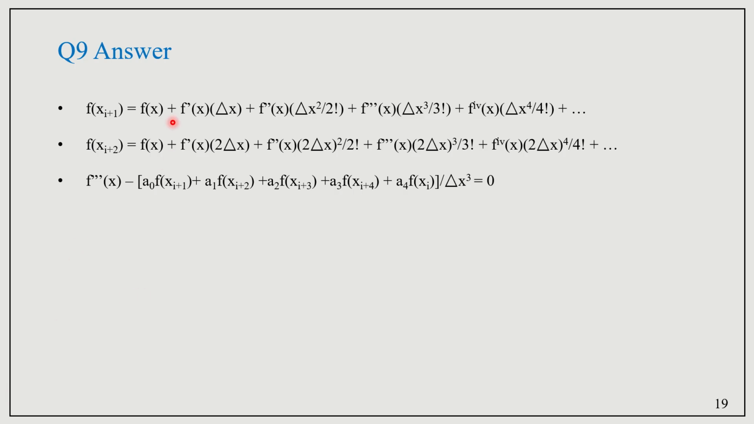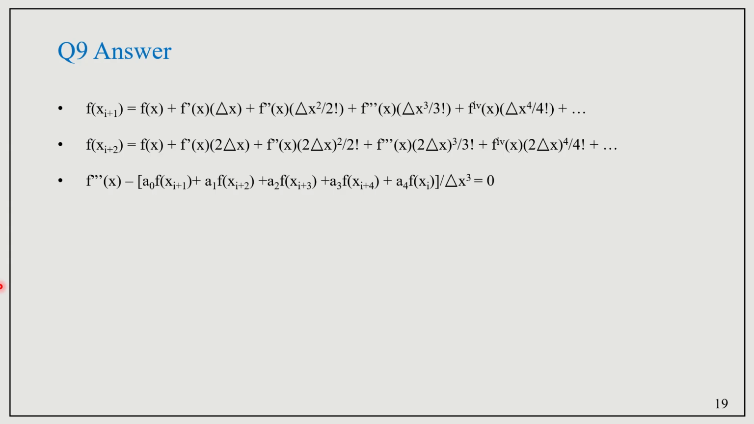And so on, the expansion will go on in that fashion, like f of x at i plus 3 will be f of x plus f dash of x into 3 times delta x plus f double dash of x into 3 times delta x the whole square divided by 2 factorial and so on. So that is the thing.